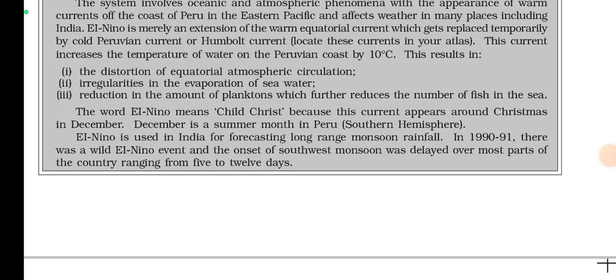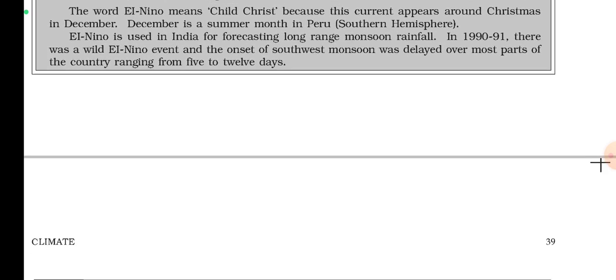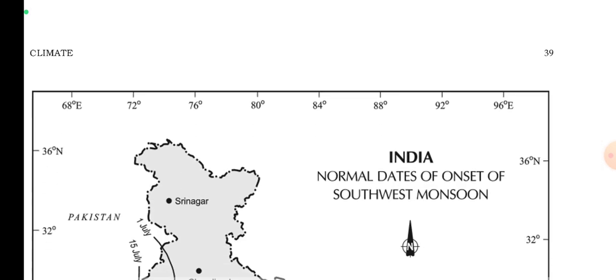El Nino is used in India for forecasting long range monsoon rainfall. In 1990-91, there was a wild El Nino event, and the onset of southwest monsoon was delayed over most parts of the country, ranging from 5 to 12 days.